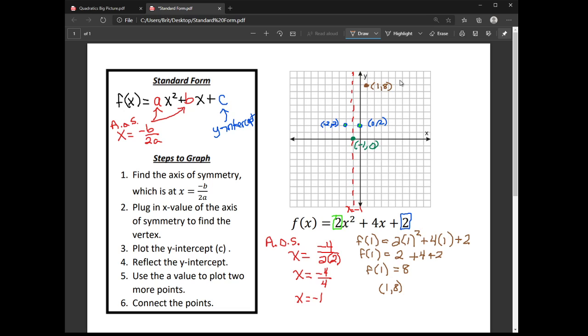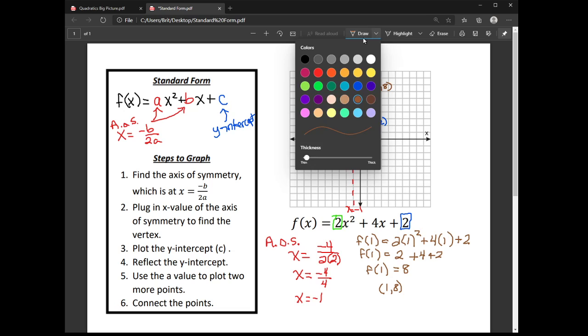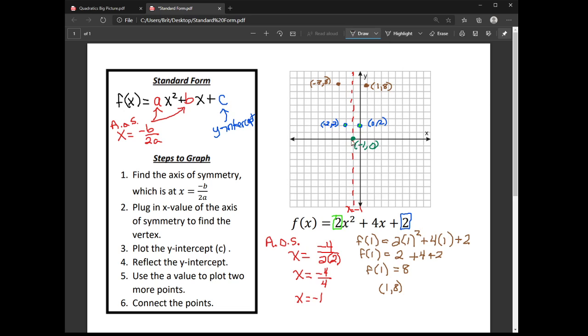And then to get a good 5th point, right, this anchor point is 2 away, so I'm going to go 2 backwards this way, which is at -3. And once I have my 5 points, then I'm going to go ahead and connect them with a parabola. Now a parabola is usually like a U shape, so make sure you don't have a pointy V. And there we have it. So that is graphing from standard form.